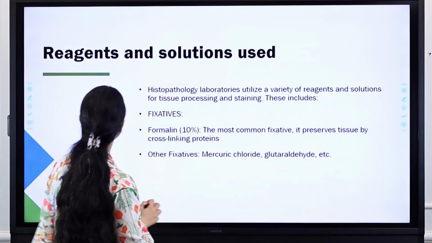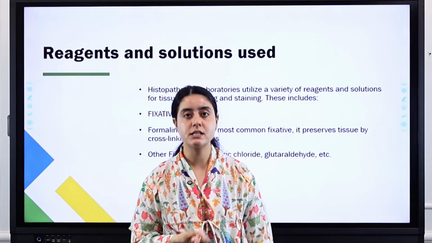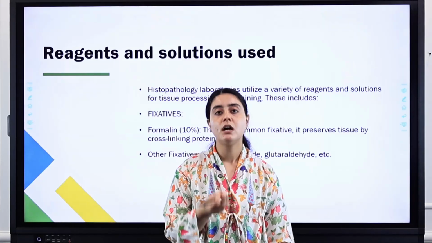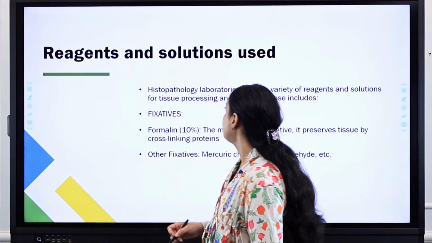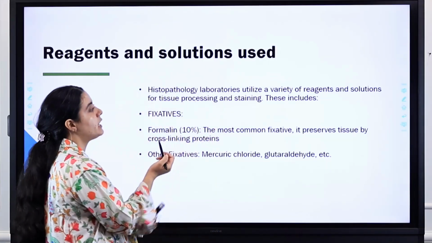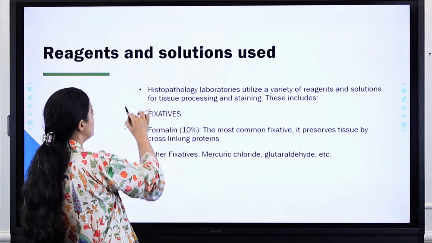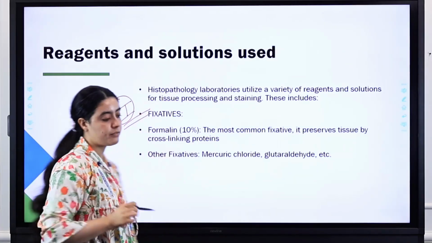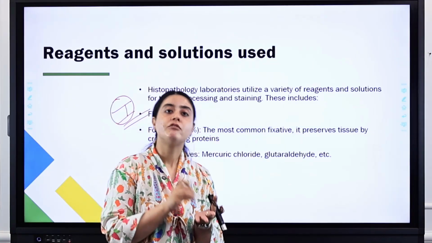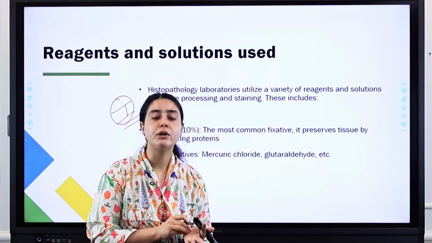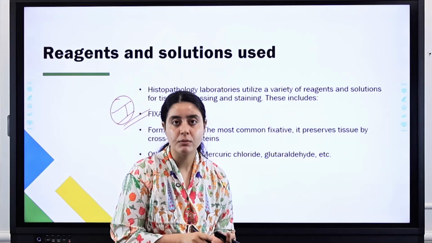Okay. Now, reagents and solutions used. What are some common reagents and solutions we use on a routine basis in our histopathology laboratory? Histopathology laboratories utilize various reagents and solutions for tissue processing, such as fixatives. First one is fixatives. When we receive a sample in our histopathology lab, we have to fix it in some solution in order to prevent it from decaying, or in order to preserve its original shape and size.